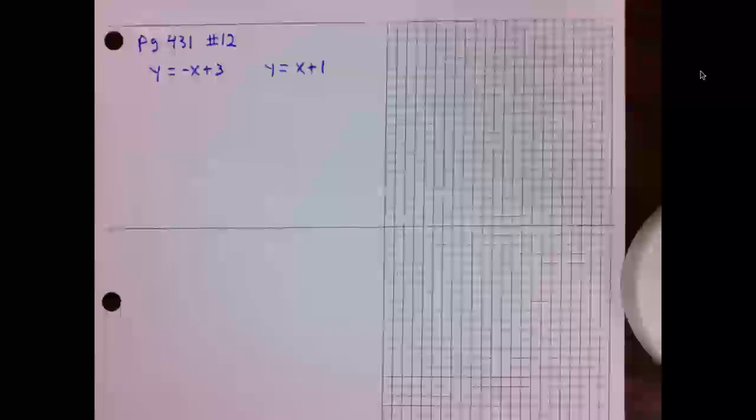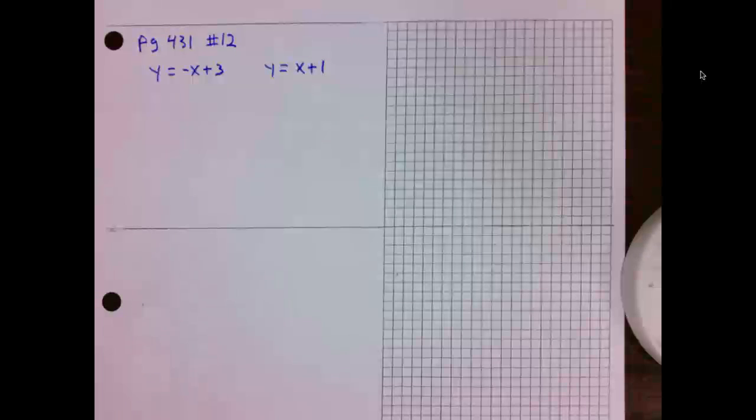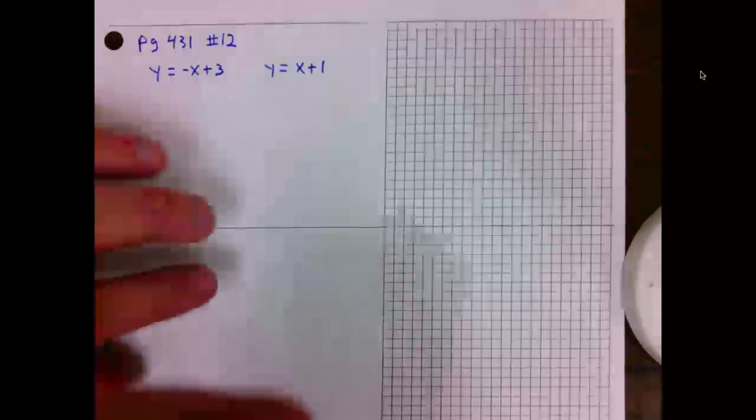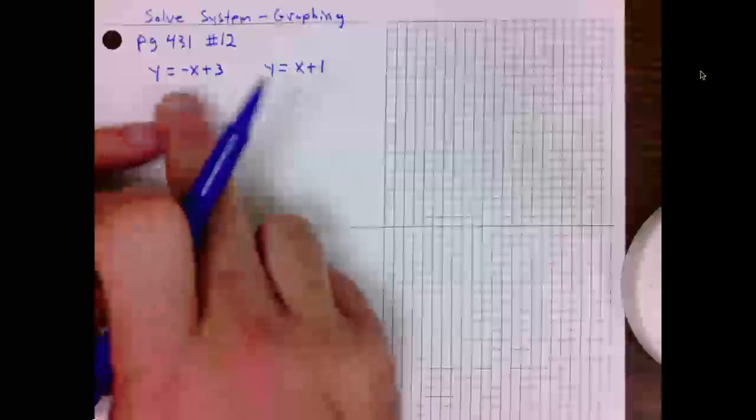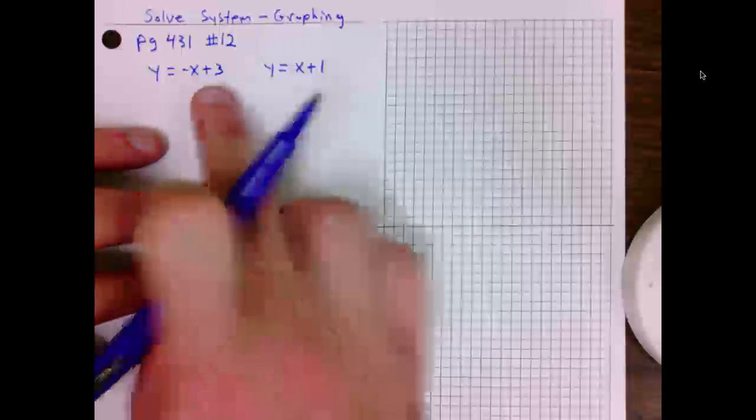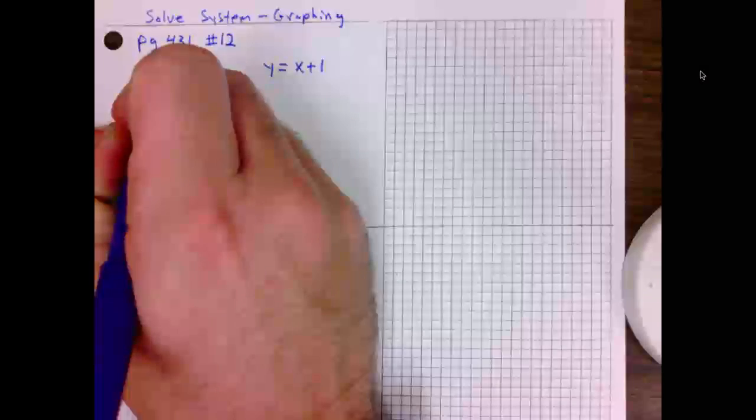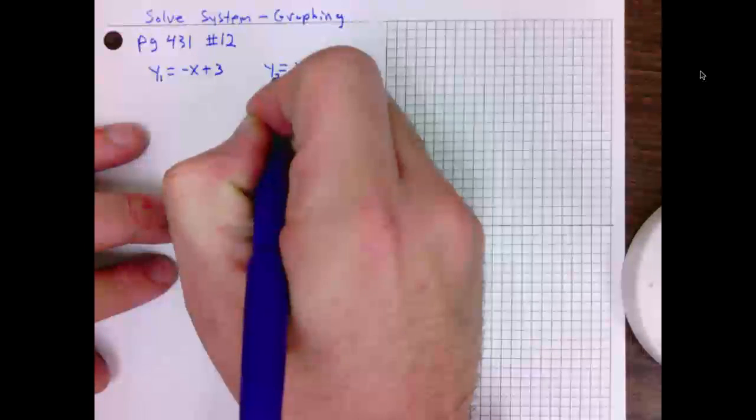Alright, in this video we will be looking at page 431, problem number 12. We are solving systems by graphing. They give us the two equations, y equals negative 3x plus 3 and y equals x plus 1. For the sake of keeping these straight, I want to call this equation y1 and this equation y2.